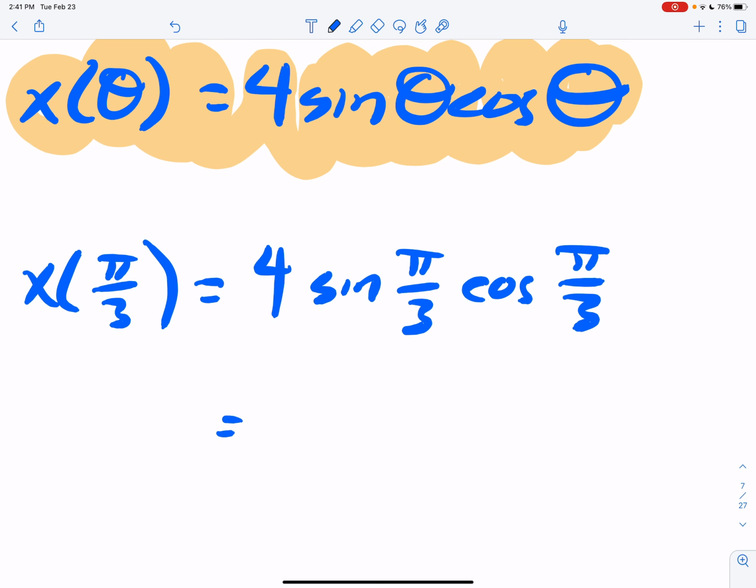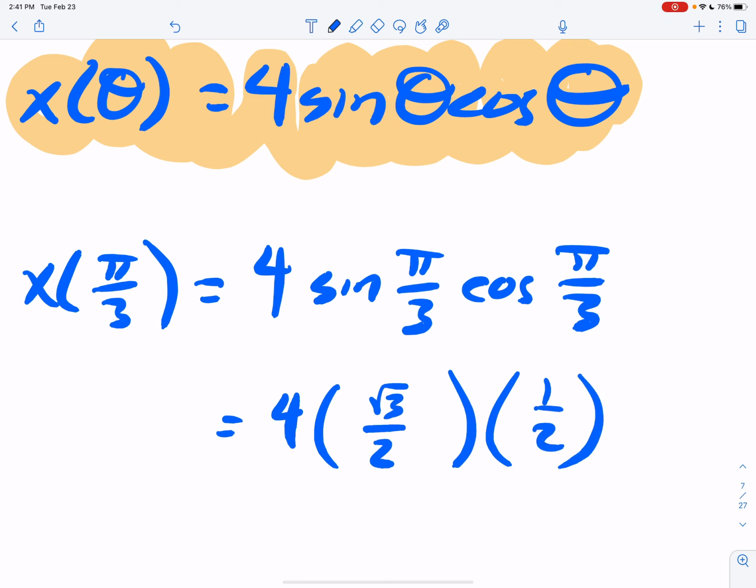So just to show you, the sine of pi over 3 in this case is radical 3 over 2. And cosine is just 1/2. All of these values are positive. So you know that x of pi over 3 will come out greater than 0.